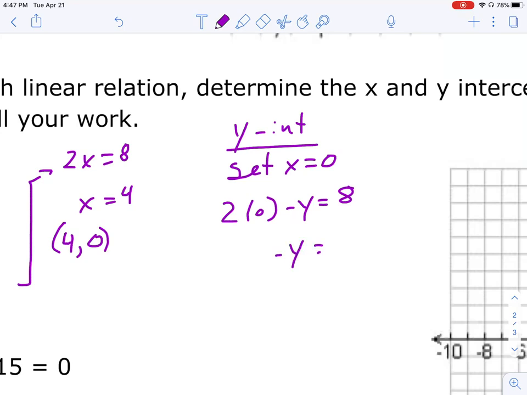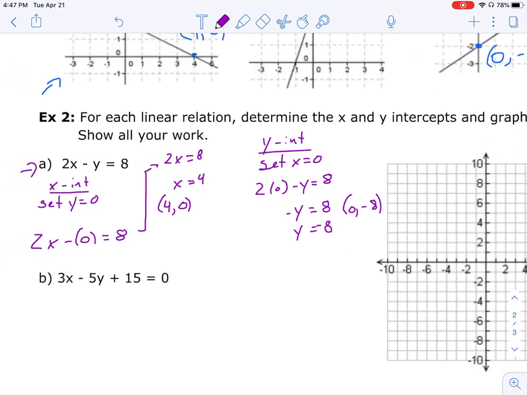So negative y is equal to 8. I want positive y. Y equals negative 8. Or in this case, the coordinate is x is 0, y is negative 8. So I'm going to go ahead and plot that real quick.